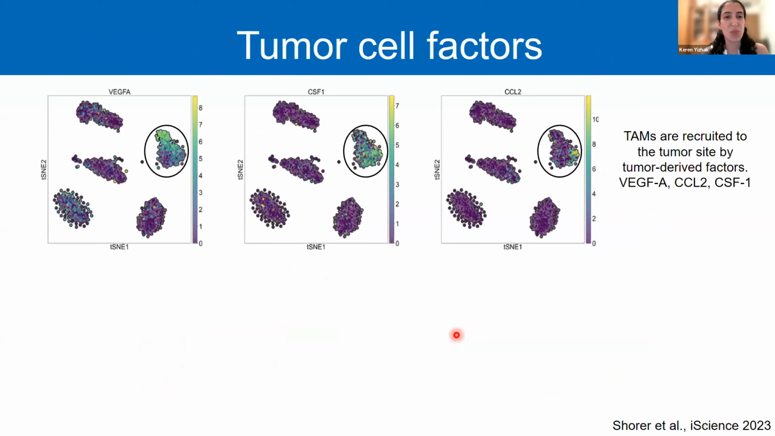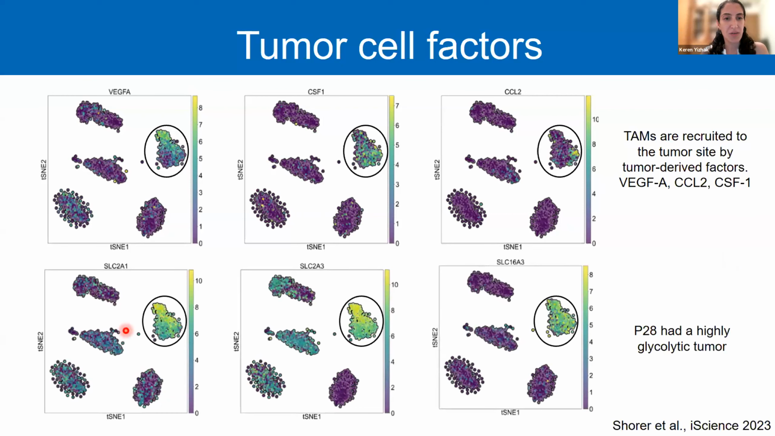Now, specifically for this patient, we also added her tumor cells here in a circle, and you can see that she overexpressed many genes that help the tumor recruit macrophages, and more specifically from a metabolic point of view, she was the most glycolytic patient. Okay, so you can see here the glucose transporter and the lactate transporter that are highly expressed in this patient.